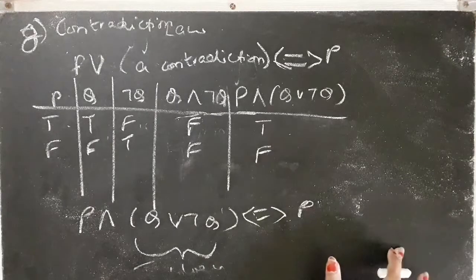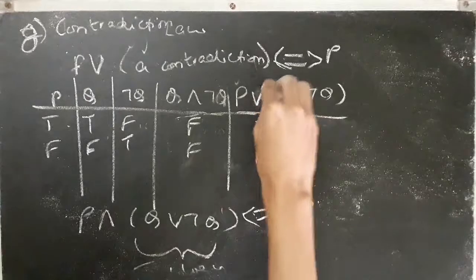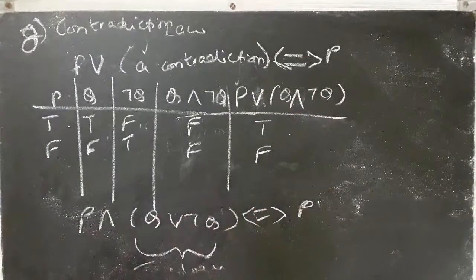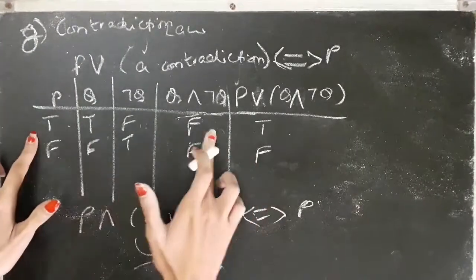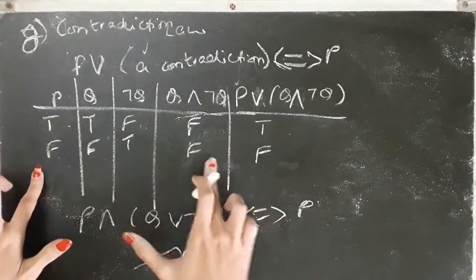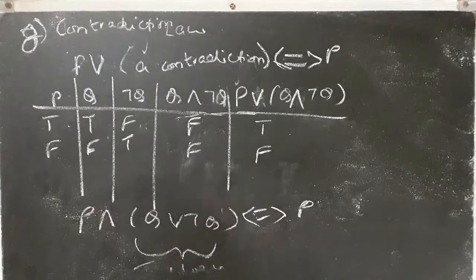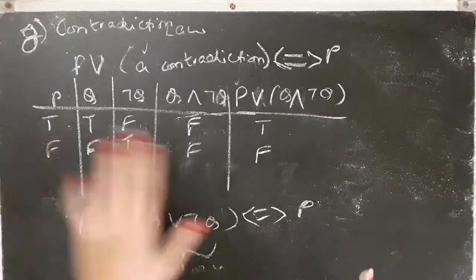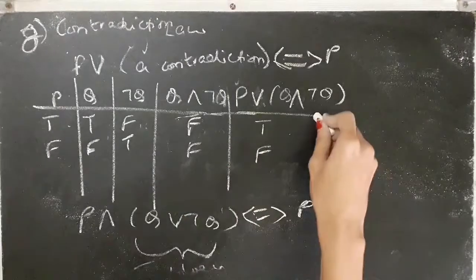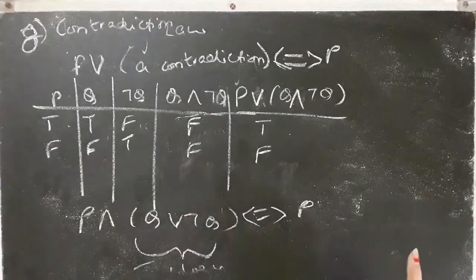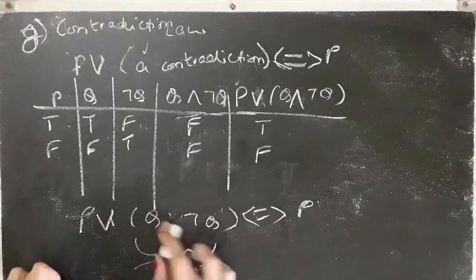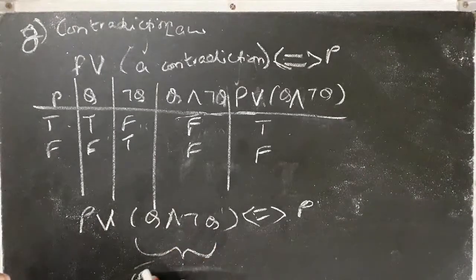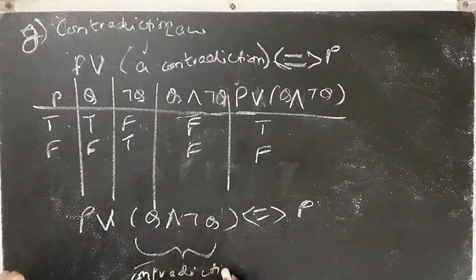Now, what is P or (Q and negation of Q)? Just reversing the signs. In the first case it is true because one of them is true, and in the second case it is false because obviously both of them are false. Thus we see that the truth values of P and P or (Q and not Q), where Q and not Q is a contradiction, are the same, so it is logically equivalent to P. Thus we can write it as this, where this is a contradiction. With this we are done with the contradiction law as well.